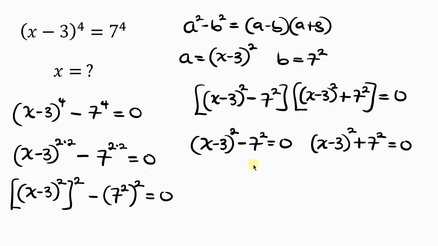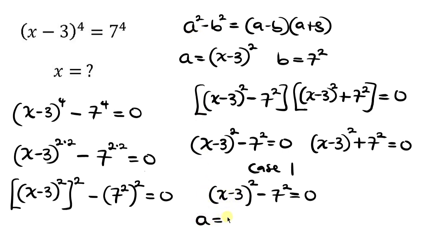So I'll be starting with the first case, which we call case 1. For case 1, we have (x − 3)^2 − 7^2 equal to 0. This is a form of difference of two squares, which is expressed the same way as this expression here. If we do the comparison, you notice that our a is actually x − 3, and our b is what? Is 7. Now let's express this like this, and we're going to be doing that on the next slide.